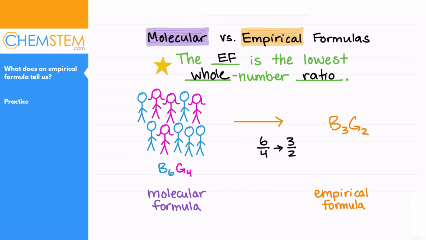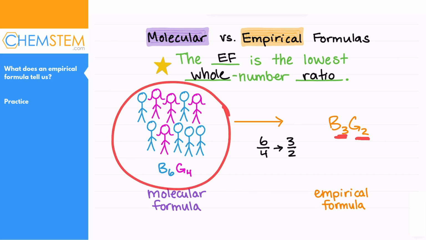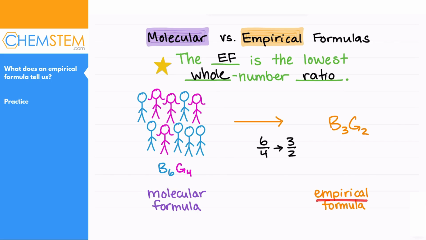So the empirical formula does not tell you exactly how many boys or how many girls are in this total class. You can think of it as the empirical formula does not tell you exactly how many of each element there are in the molecular formula, but it does give you a ratio. It effectively says for every so many of one, there's so many of the other. That's what an empirical formula shows us compared to a molecular formula.